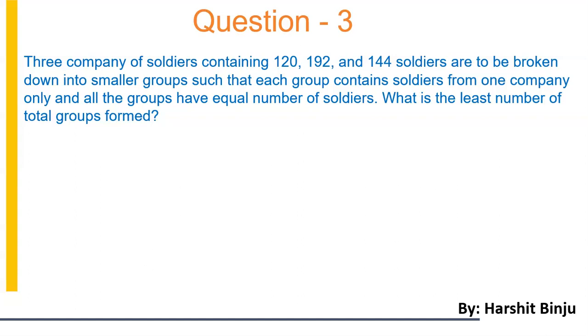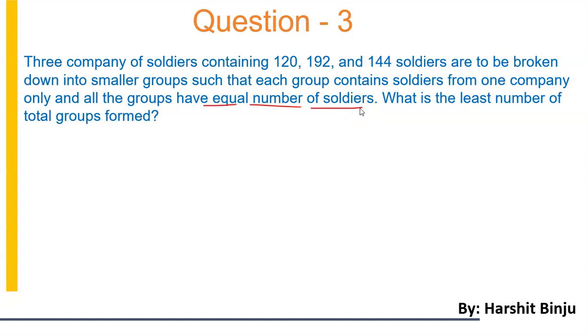All right. Let's see what we can do with this one. 3 companies of soldiers containing 120, 192 and 144 soldiers are to be broken down into smaller groups such that each group contains soldiers from one company only, and all the groups have an equal number of soldiers. What is the least number of total groups formed?